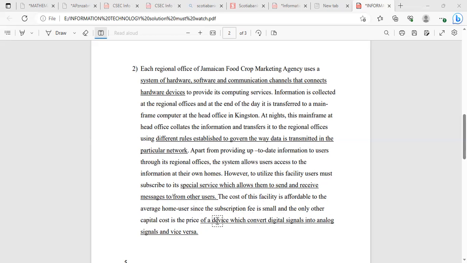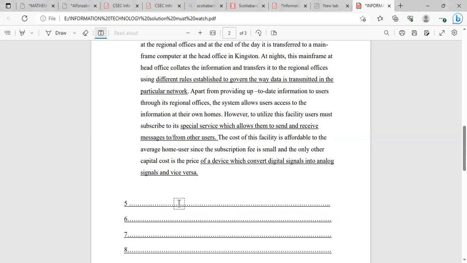So let's look at this one. System of hardware, software, and communication channel that connects hardware devices. And that would be the local area network or LAN. So let me type it out. It's a local area network, also known as LAN, L-A-N.